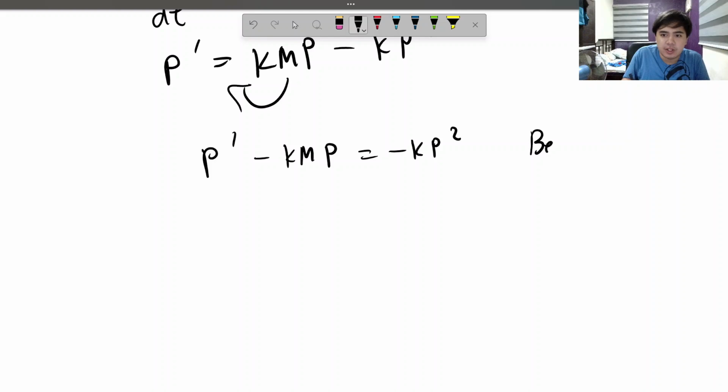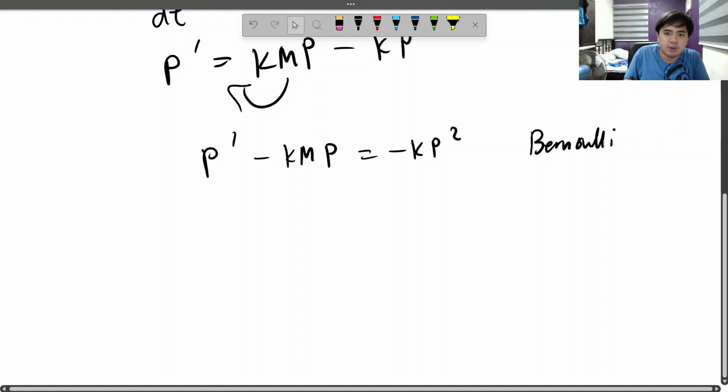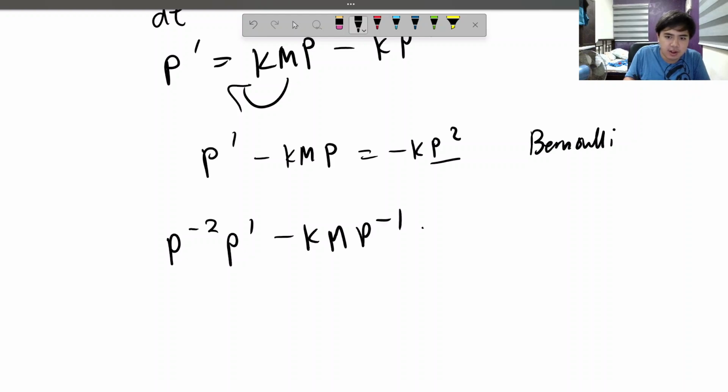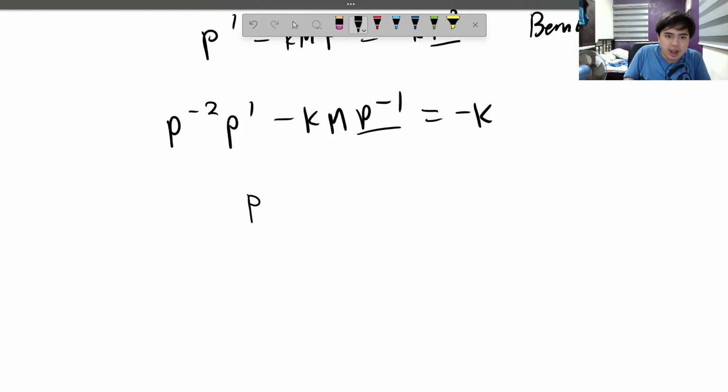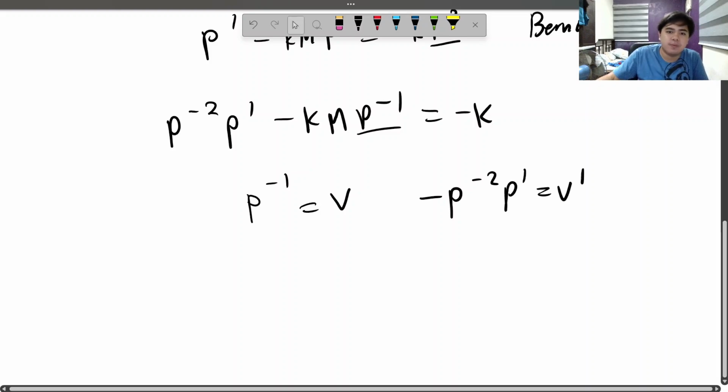This is a Bernoulli differential equation. So we usually solve this by dividing both sides by p squared here. So we get p to the negative 2 p prime minus km times p to the negative 1 equals negative k. We substitute this as v usually. So let's use v, and then take the derivative of both sides: negative p to the negative 2 and then p prime equals v prime.